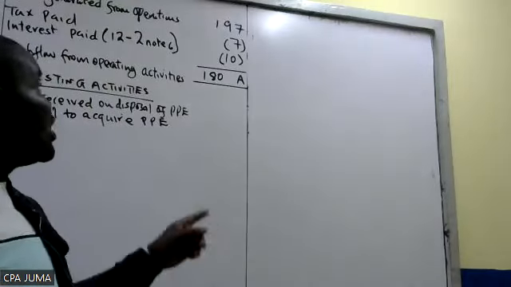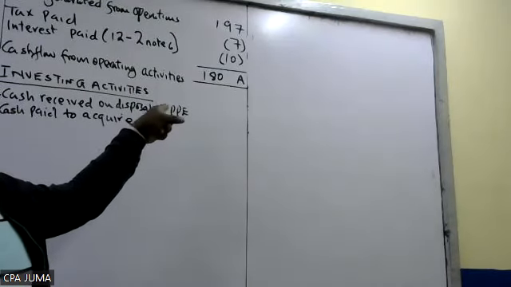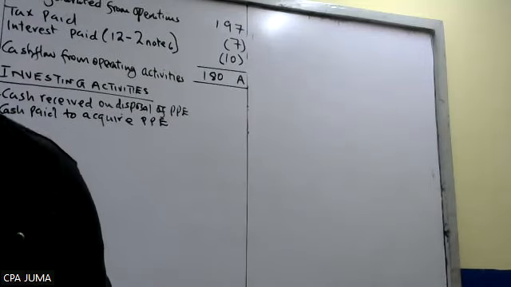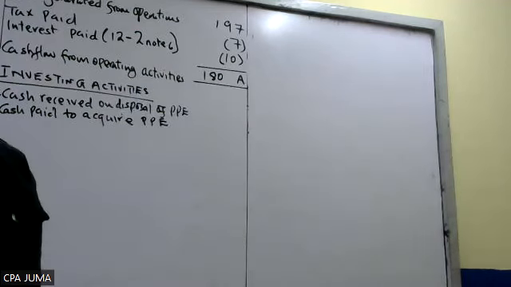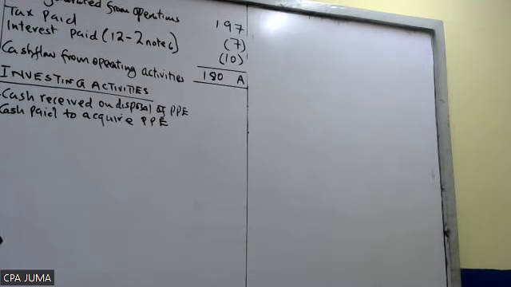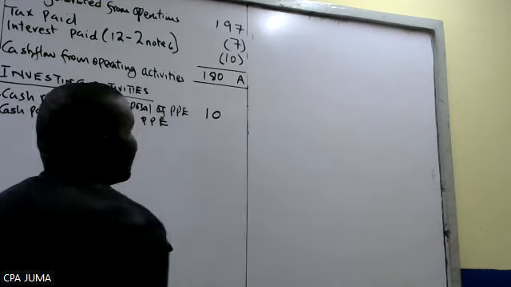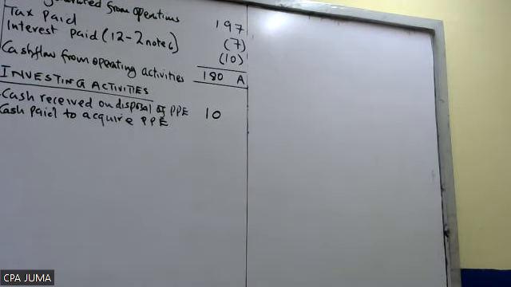So in this question, you can remember, we were given cash received on disposal. There was PPE we disposed. It was disposed for how much? How much did we receive when we disposed? 10 million. So 10 million is the cash inflow. It was disposed for 10. That is what we received. The book value was 12, but we sold it at 10. So bring there 10.